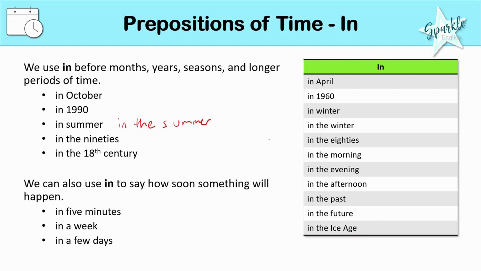One thing I want you to pay attention to is we say in the morning, in the evening, and in the afternoon, but you'll remember that we say at night. And this can be confusing for English learners. We don't say in the night, we say at night. So for example, I play soccer in the afternoon. I love to go skiing in the winter.